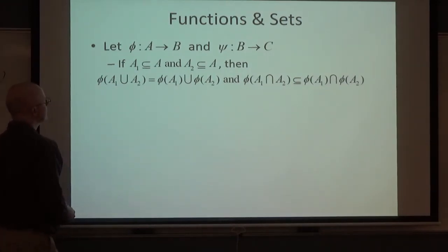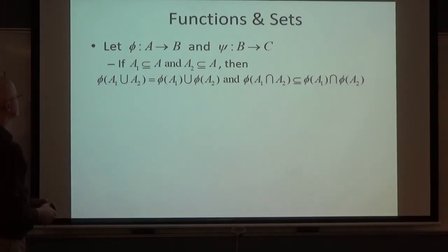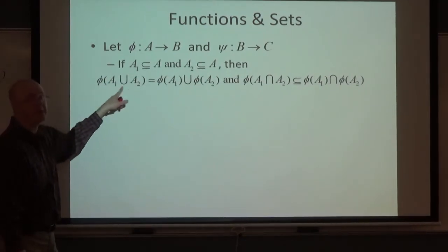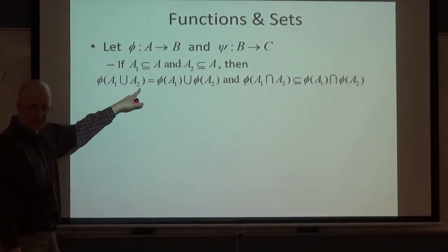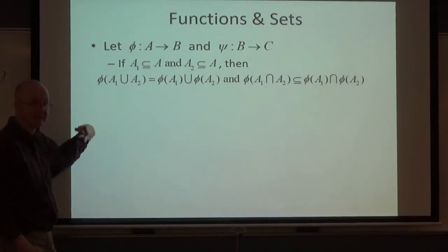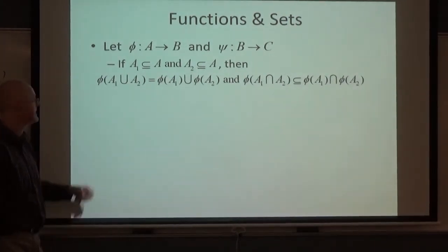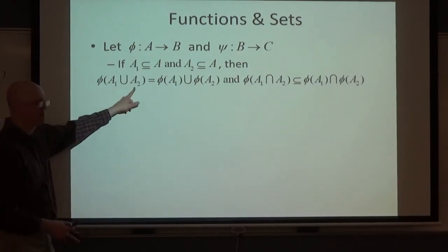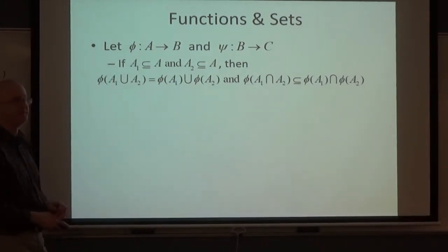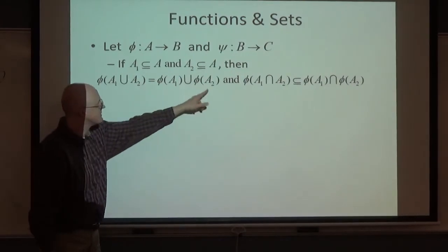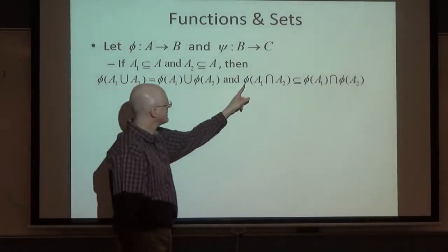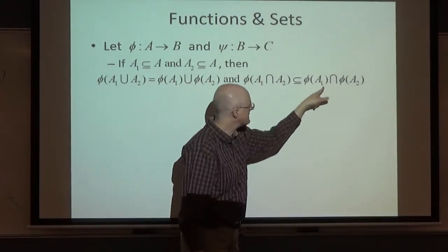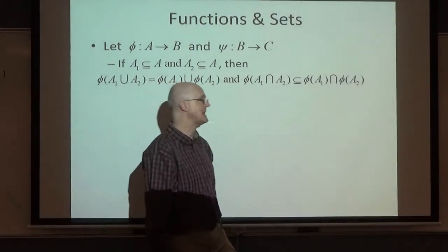I guess I am doing both union and intersection here. Then phi of the union, the image, this is not phi of a particular element. This is phi of a set, meaning it's the image of that set under phi. It's all the possible outputs that you can get by taking inputs from the set and plugging them into phi. That is equal to the union of these two sets. And the image of the intersection is a subset of the intersection of these two sets and not necessarily equal to it.